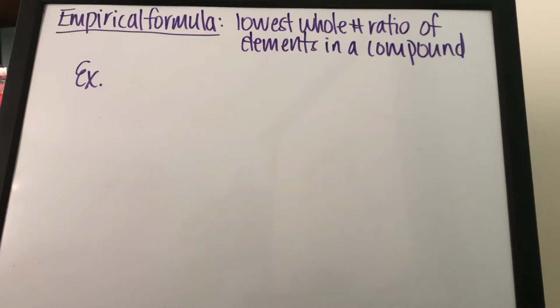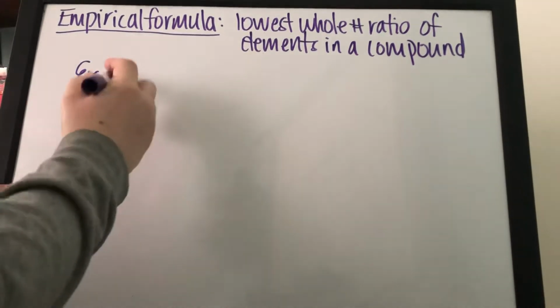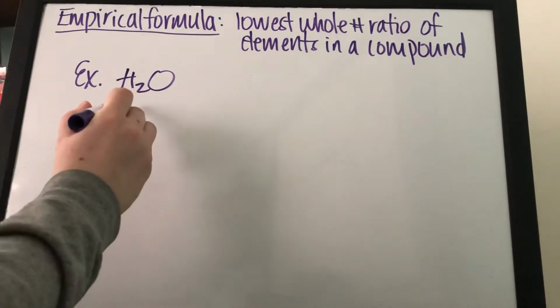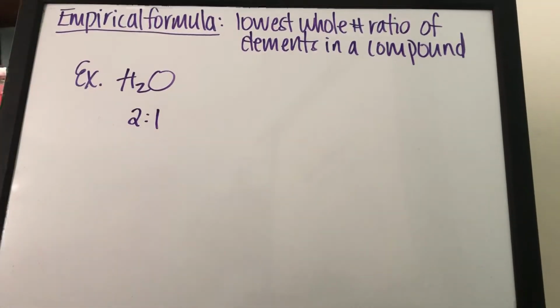What is an empirical formula? What is not an empirical formula? So, for example, H2O. H2O is a ratio of 2 hydrogens for every 1 oxygen. So the ratio is 2 to 1. That ratio cannot be reduced and still have whole numbers. So H2O is in fact an empirical formula. It meets this criteria, lowest whole number ratio.